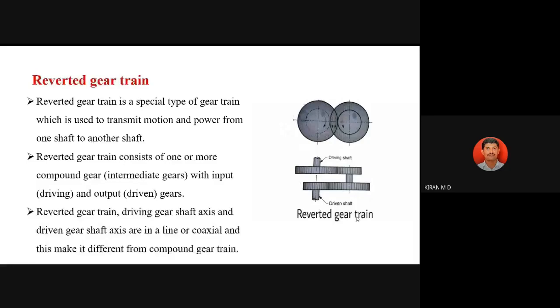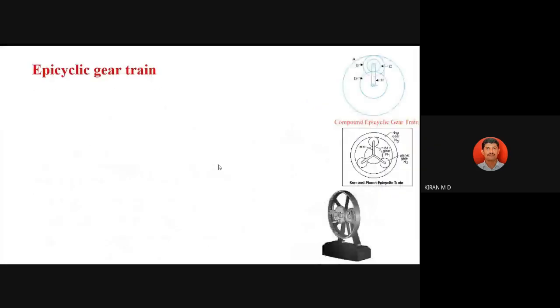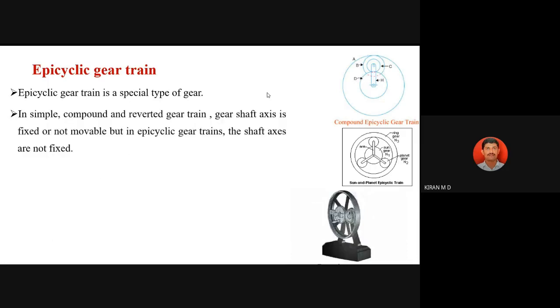Now the last type is the epicyclic gear train. In these figures you can see how we use these gear trains. Now, what is the epicyclic gear train? It is a special type of gear train. In simple, compound, and reverted gear trains, the axes of the shafts are fixed, meaning the shaft axis stays on a particular axis only.